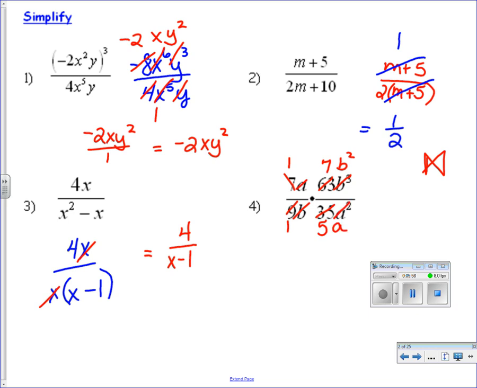And then multiply across. So 1 times 7b squared is 7b squared. And 1 times 5a is 5a. Double check and make sure if anything else they have in common, but they don't. So that's my answer. Now, some students might not like to cancel.